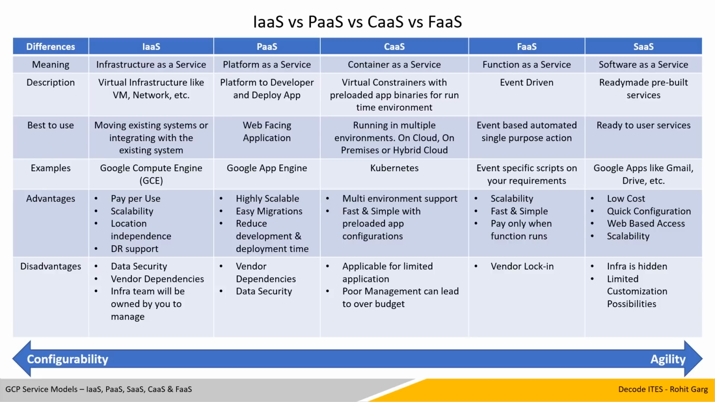The journey from FaaS to SaaS depends on configurability and agility. If you are open to configuring your environment or you want configuration on the basis of your requirement, you will move from SaaS to IaaS. And if you want everything to be ready to use, you will move from IaaS to SaaS, from configurability to agility.